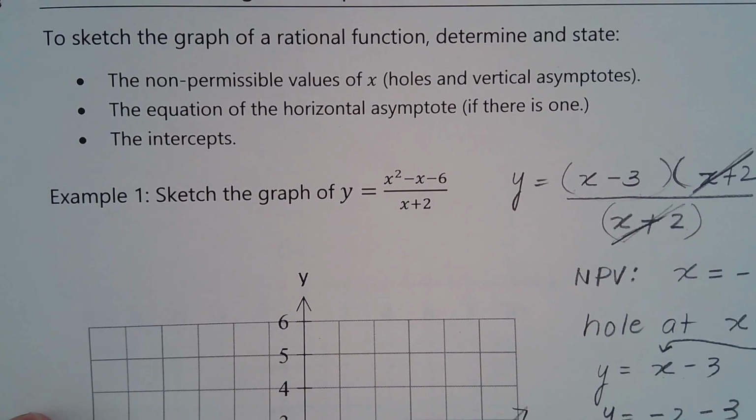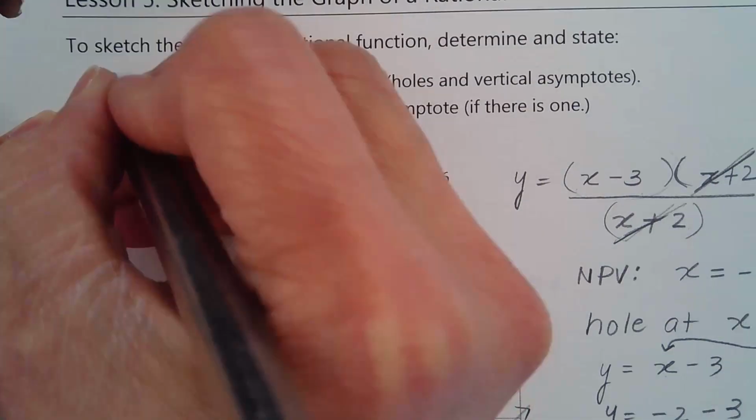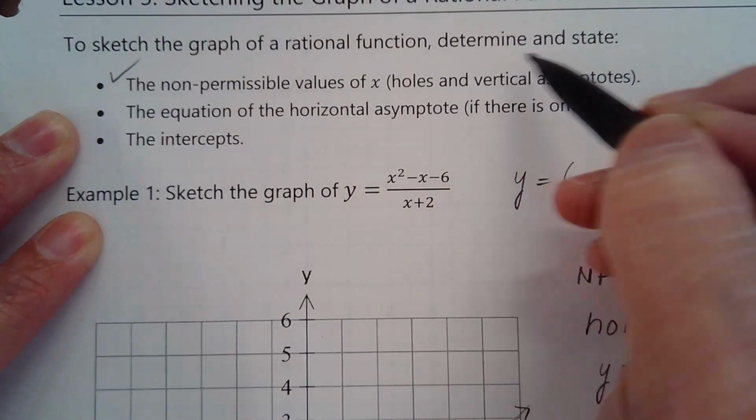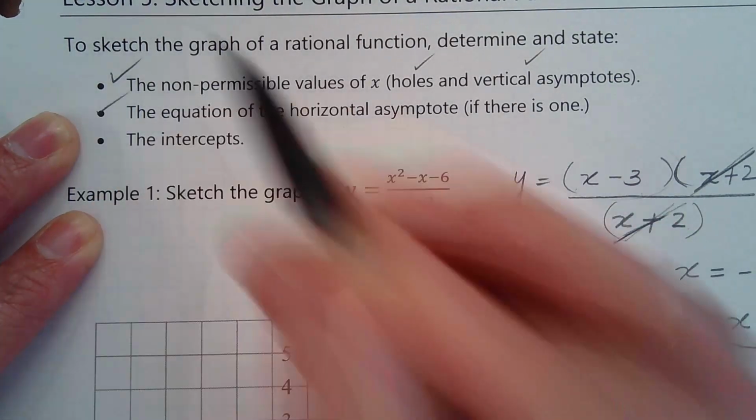Let's see if we did everything. We did the non-permissible value, check. Holes and vertical asymptotes. Horizontal asymptote, if you get one.